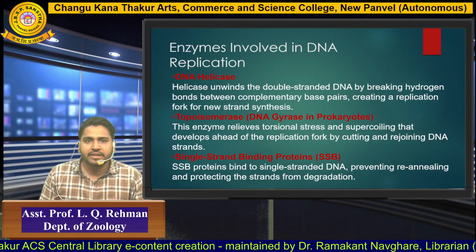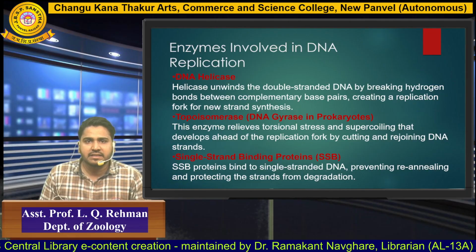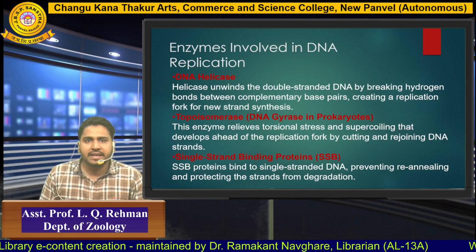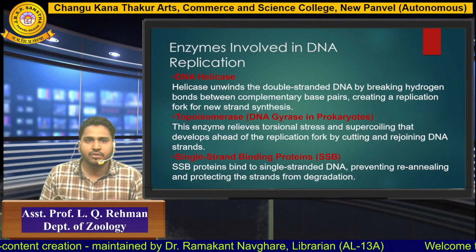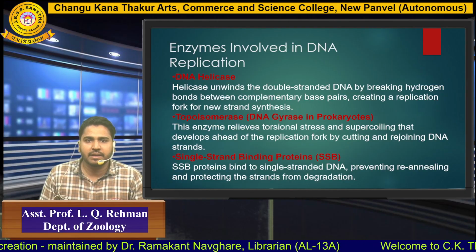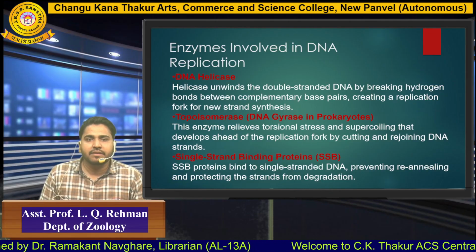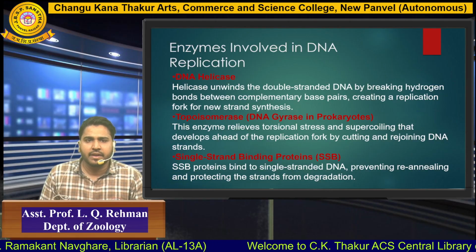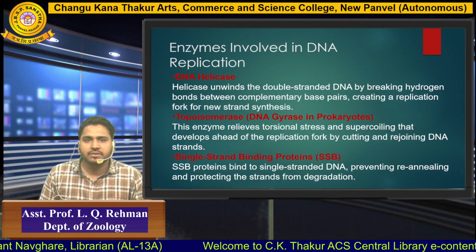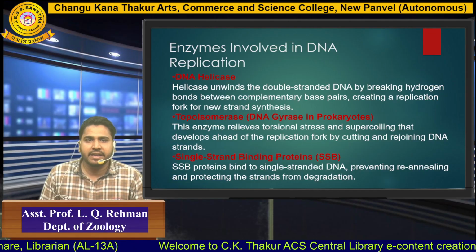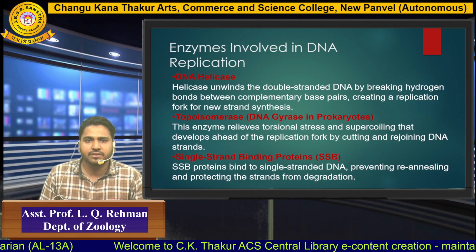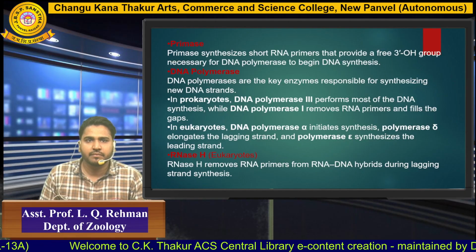Then we have topoisomerase, which is DNA gyrase in prokaryotes. This enzyme relieves torsional stress in supercoiling that develops ahead of the replication fork by cutting and rejoining DNA strands. Then we have single-strand binding protein. SSB proteins bind to single-stranded DNA, preventing re-annealing and protecting the strands from degradation.